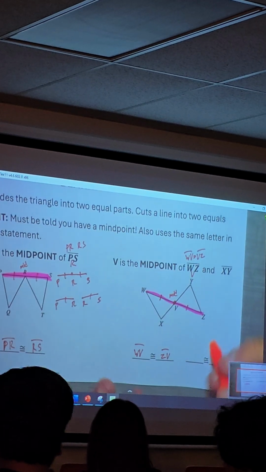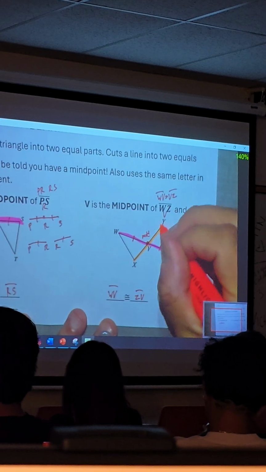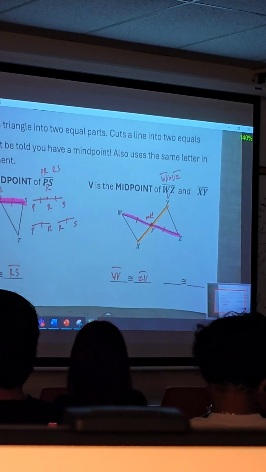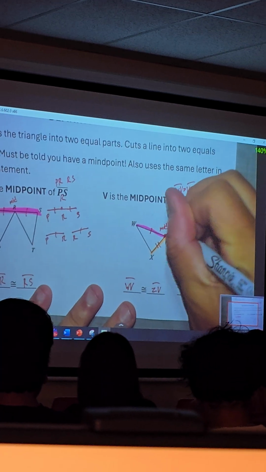Now same thing here. Now it's the line for XY. W and what? XY is here. It's getting put in the midpoint, so that means XV must be the same as VY.